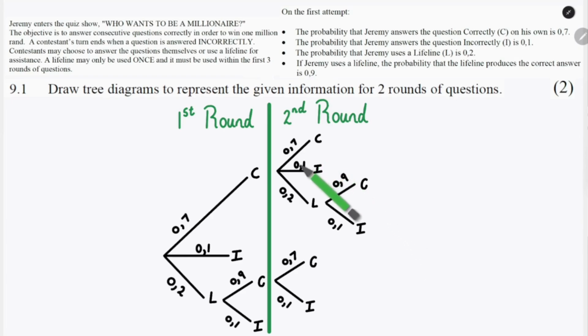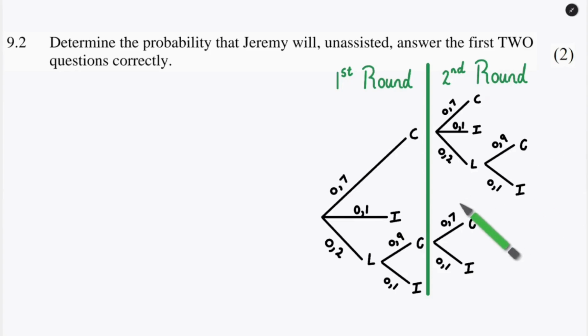Let's just quickly review how I got these numbers over here. Pretty much the exact same three as these. And then over here, we've got the same as this. So it's almost like a copy paste of this first branch over here. And for this question, you're going to get 1 mark for the second round and 1 mark for the first round. In 9.2, we need to determine the probability that Jeremy will, unassisted, answer the first 2 questions correctly.